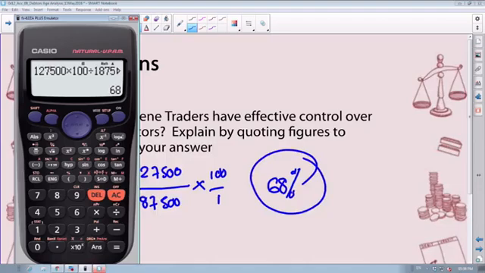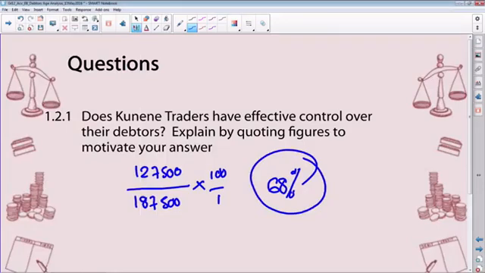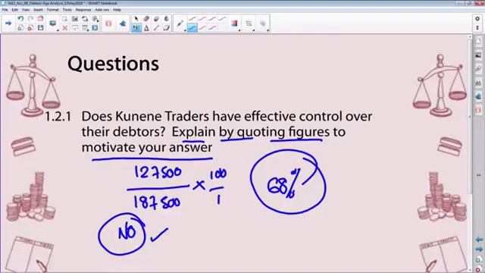Clearly you can see that. Now, just another reminder here, something very important. Explain by quoting figures to motivate your answer. You can't just say, yes, the answer is no, there's no effective control on your debtors. And where's the proof to that? You, as a candidate, when the question says quote figures, use figures from your question. And that's where you're going to earn your marks. Because the no may carry 1 mark, but the answer in which you are proving that there's no effective control over debtors, the 68% tells you that 68% of your debtors are not complying with the credit terms.